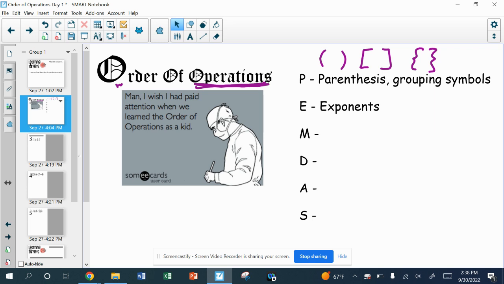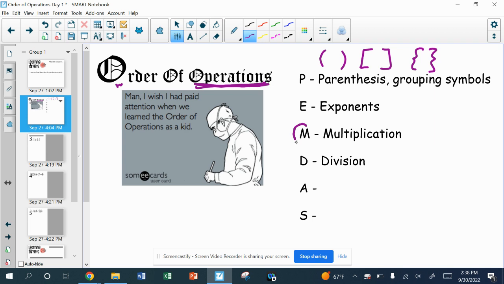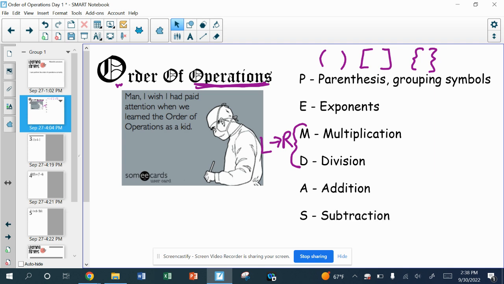Next, the E stands for exponents. So when we see exponents, that's a separate thing that we would do after we take care of all of our different grouping symbols. Multiplying and dividing, I'm going to group those together because we don't always do multiplying before dividing. When we're doing multiplying and dividing, we have to go from left to right. So whatever we get to first, if there's a multiplying before a dividing, we would do that first. But if there's a dividing before a multiplying, as we go from left to right, we have to do that first. And then the A is for adding, and the S is for subtracting.